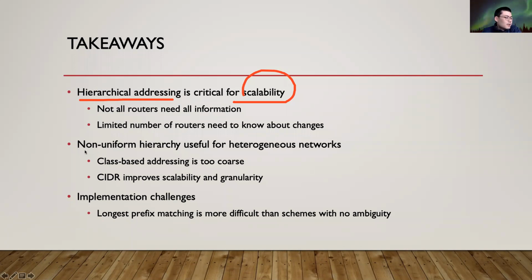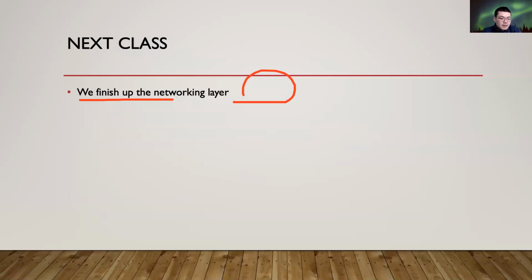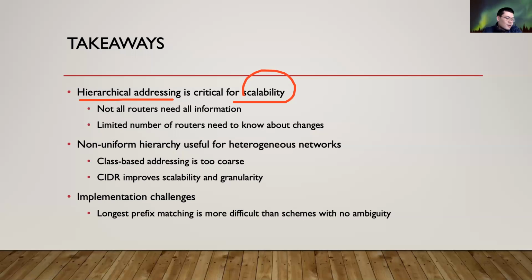And non-uniform hierarchy is useful for heterogeneous networks. That means if you don't need a lot of hosts, you can have more bits for the network, and if you need a lot of hosts, you need more bits for the host. It's totally free. CIDR will allow you to use whatever you need. Originally, with class-based addressing, the network address had to be in byte units. Now with CIDR you can split anywhere, especially in the third byte, because you usually will not use the third and fourth byte together for the host. You don't have so many machines.